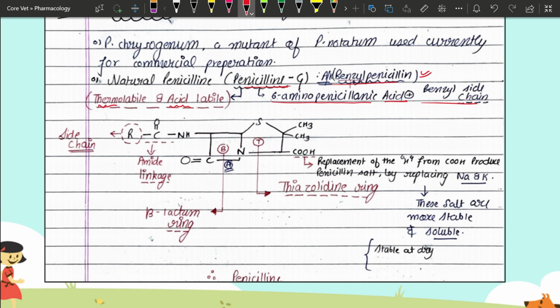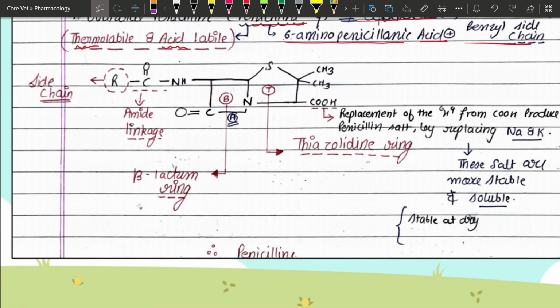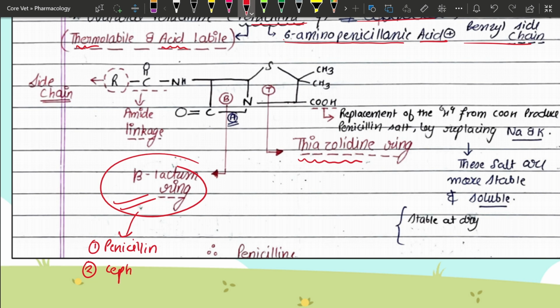The structure is quite important for the beta-lactam group, both penicillin and cephalosporins. There are 3 things you have to notice. First, there is a thiazolidine ring. Next to the thiazolidine ring, there is a beta-lactam ring. This beta-lactam ring is present in both penicillin and cephalosporin, and that's why they come under the beta-lactam group.